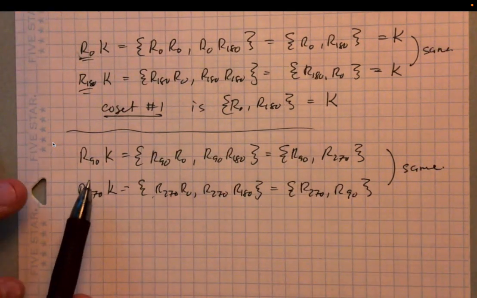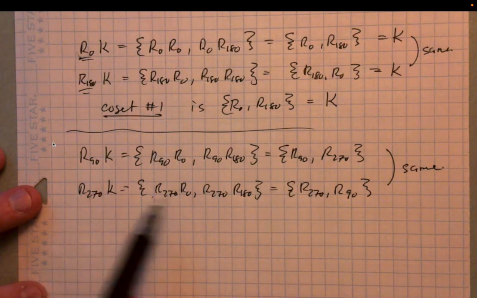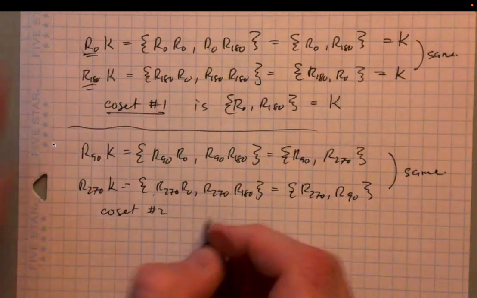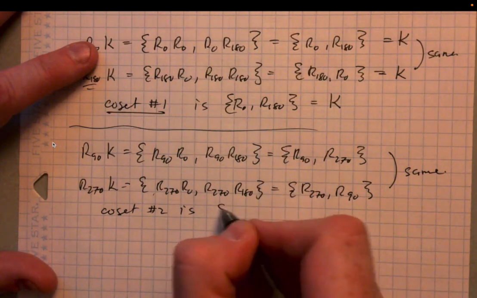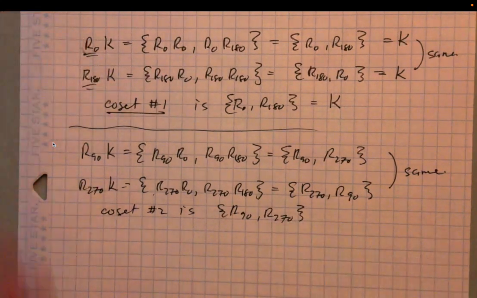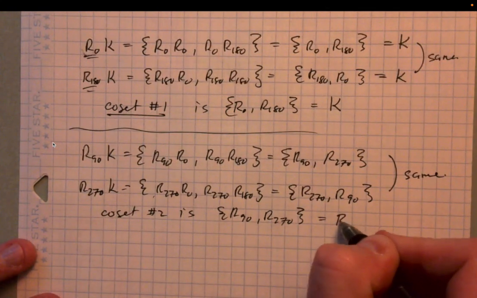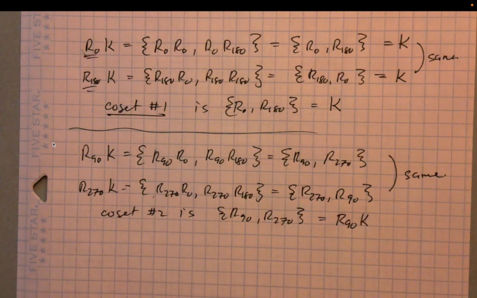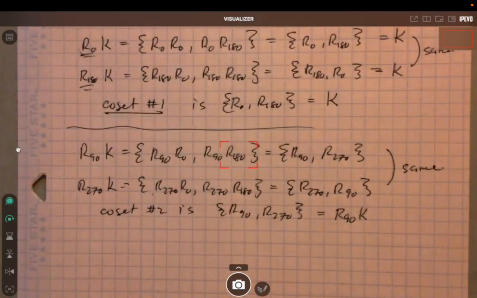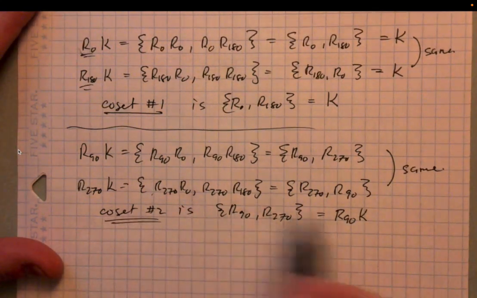Now, if you went through and did all of the others, you'd notice that the diagonal flips, the horizontal flip, and the vertical flip aren't the same. So I'm going to cut off the investigation here and say that coset number 2 must be R90, R270. We can name it R90K or R270K. Let's just go with R90K. We need to give it a name, and it doesn't matter which way you name it. Whatever seems right to you, whichever is more convenient. So we'll go with 90. Coset number 2 is this.